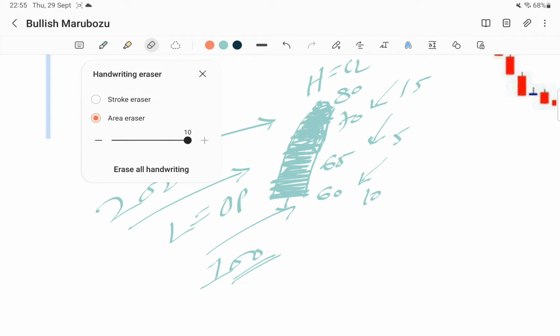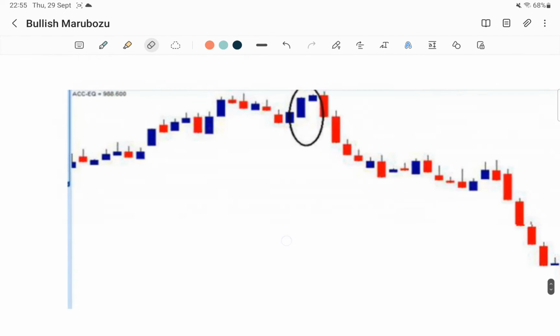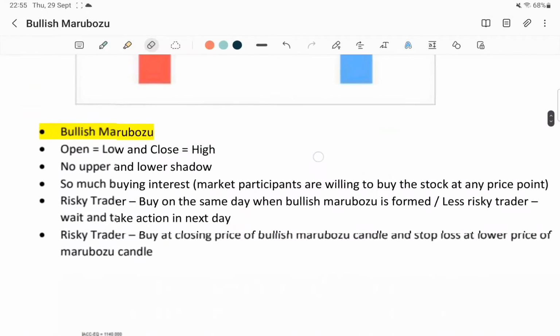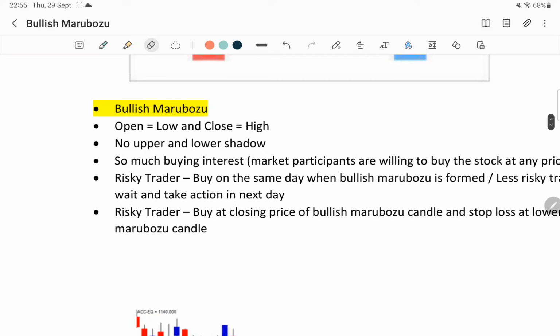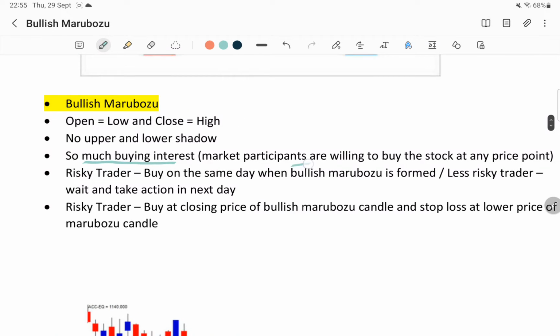What is happening is that there is a lot of demand in this particular stock at this price point. As explained here, there is so much buying interest that market participants are willing to buy the stock at any price point.